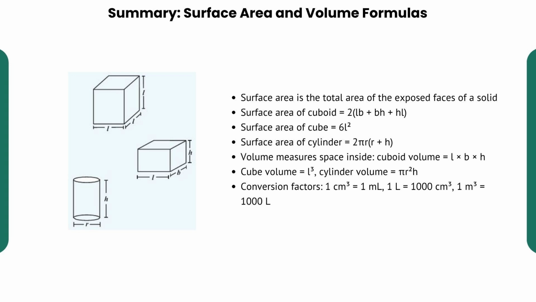Volume is the space enclosed inside an object. For cuboids, multiply length, breadth, and height. For cubes, it is the side cubed. And for cylinders, it is pi times radius squared times height. Remember, understanding volume and surface area formulas lets you solve real-world problems, from designing containers to space planning. Also, volume measurements connect to units like liters and milliliters, which are vital in practical scenarios. Remember, using these formulas correctly and knowing unit conversions will empower you in math and beyond.